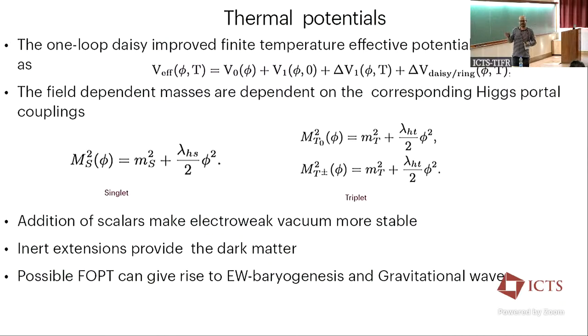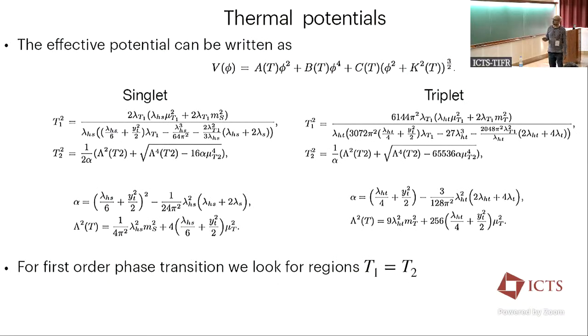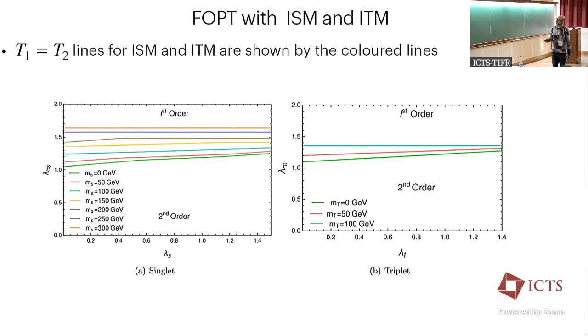So in the next few slides, I'll go from one to another, just to reiterate the fact that there are some restrictions from the perturbativity even in this case. So in order to do that, we write down the potential in terms of this polynomial, and you calculate this T1 and T2 temperature, and T1 and T2 are crucial in determining the transition. So this is the singlet case. This is the triplet case.